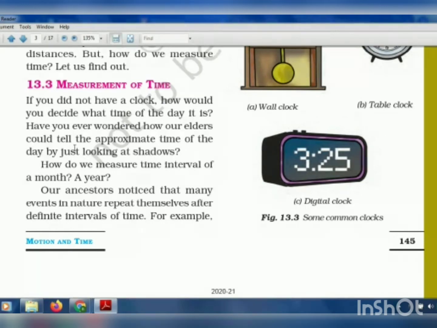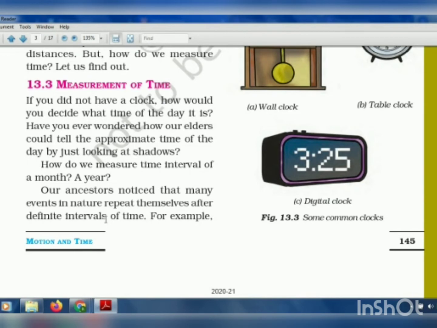So we know that we come to know the time by looking at a clock. But earlier the people were not having a clock at home to get the exact time. So how were they coming to know what is the time? So our ancestors noticed that many events in nature repeat themselves after a definite interval of time.